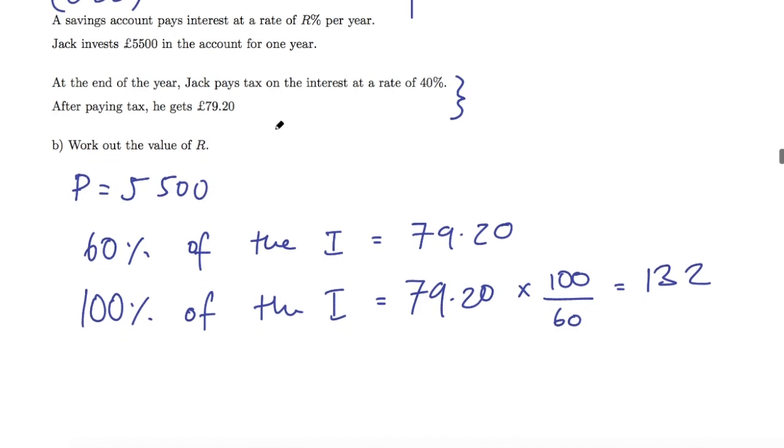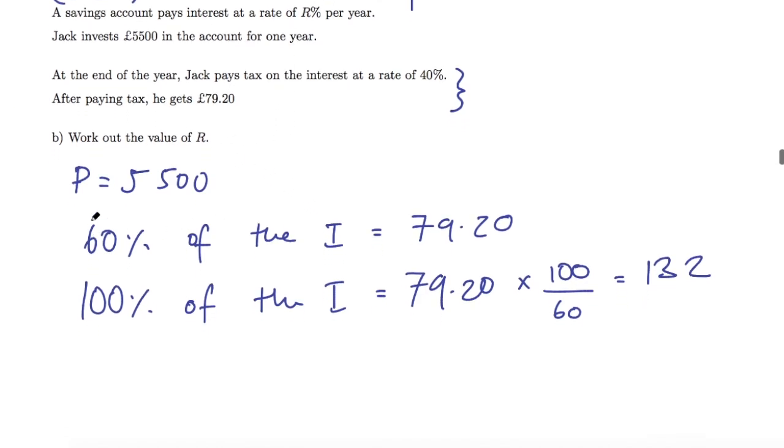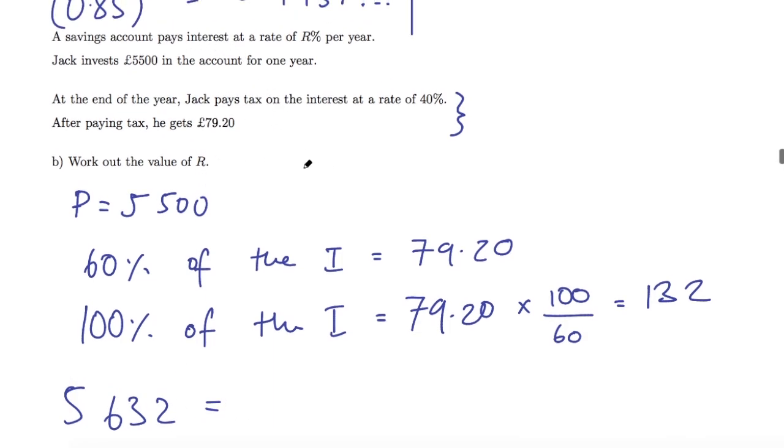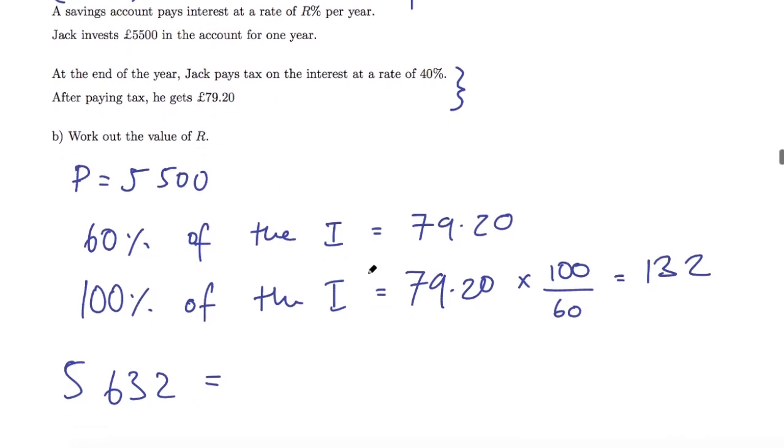And what we need to find is the rate. So what rate did he invest in? Well, if we take the interest and add it to what he started with, add those two together, we get 5,632, and that gives us the value at the end of the year. This was the amount of interest, this is what he started with, so this is the amount he ends up with at the end of the year.